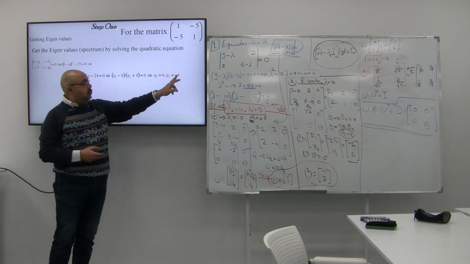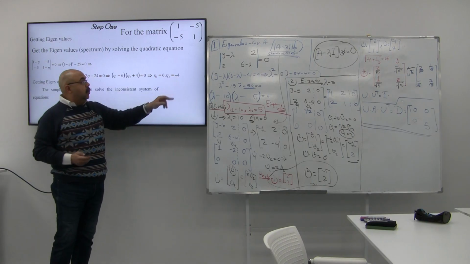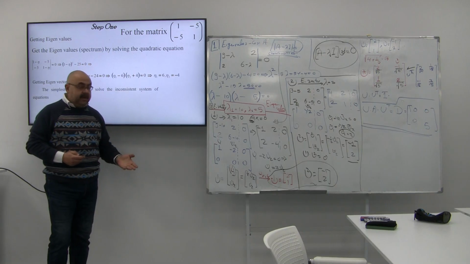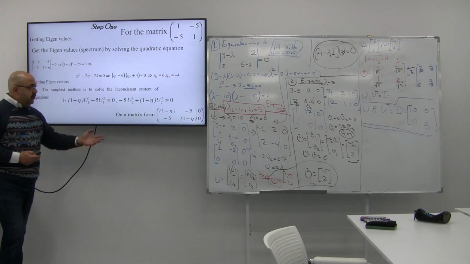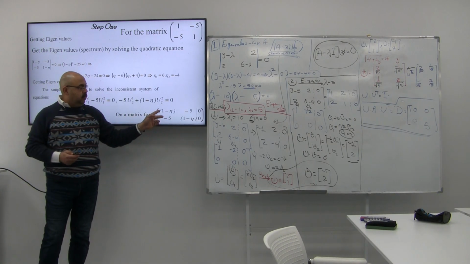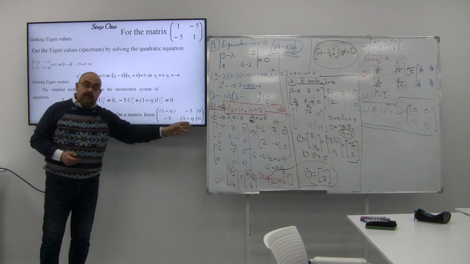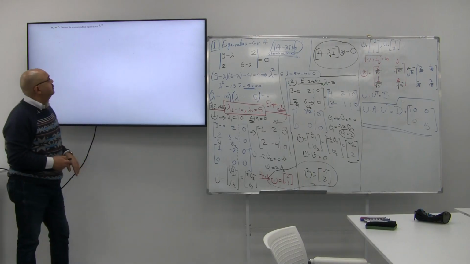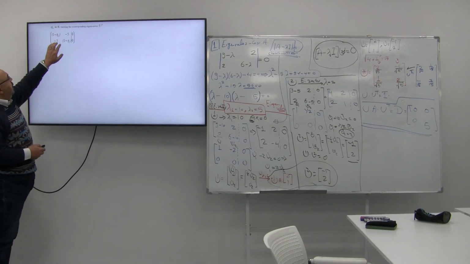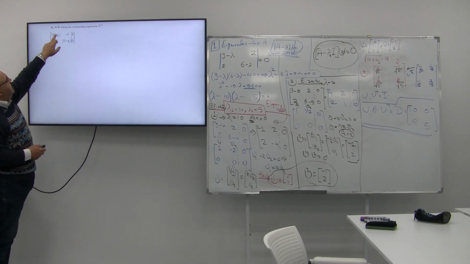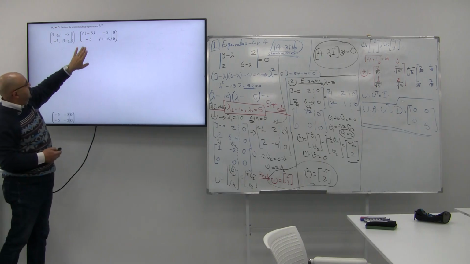Corresponding to 6 and corresponding to -4, I will get the corresponding eigenvectors by solving this system of equations: 1 minus lambda, -5 and 0, -5, 1 minus lambda equal to 0. Now I will make the substitution, replacing lambda 1 by 6. If I do so, it's going to be -5, -5, as I told you.